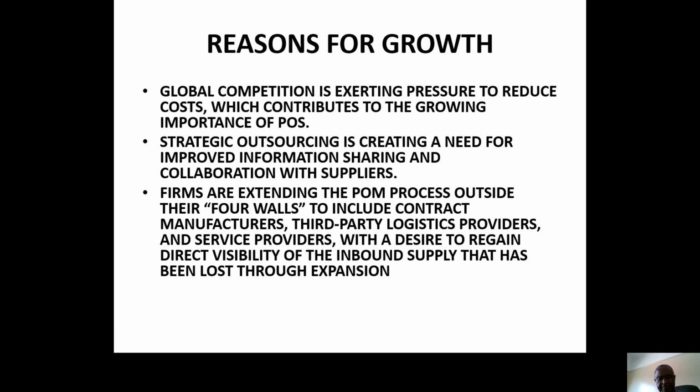Removing the paperwork, increasing the speed of purchasing, improving the quality. Strategic outcomes is creating a need for improved information sharing. And finally, the decision making is made easier. Firms are extending the purchase order management process to the outside of their walls. Why? Because it's so important. They need to link with their partners.